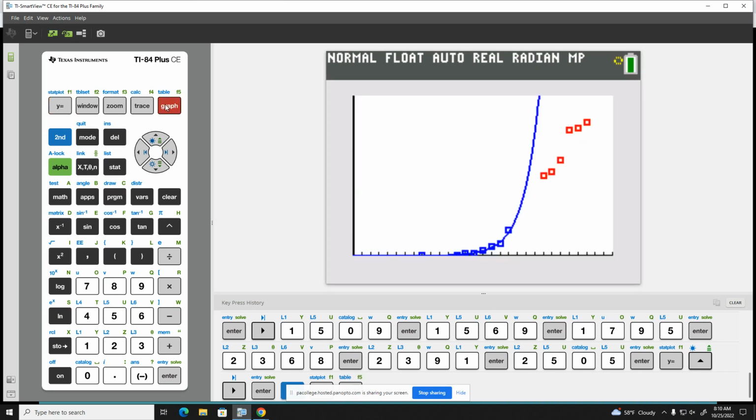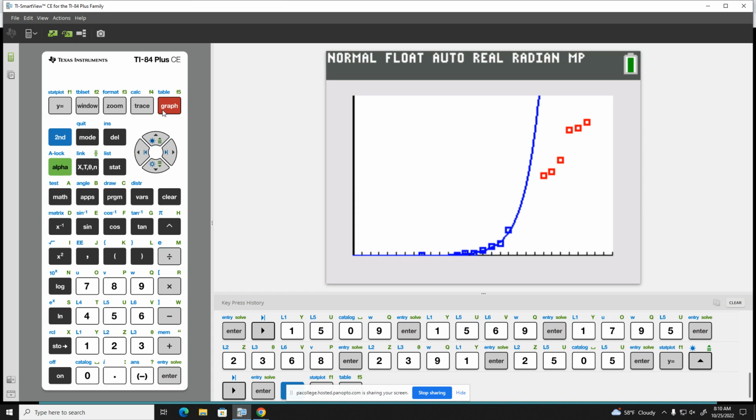So if I take a look at the graph, my first group of data is the blue data, and the exponential models it well. The exponential does not model the red data. So we see that the exponential is much steeper than where the red data fell.